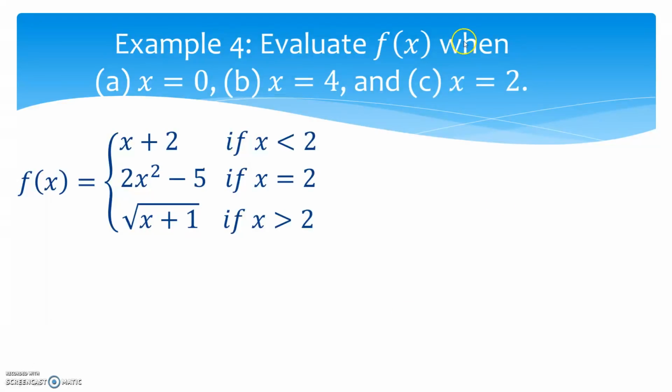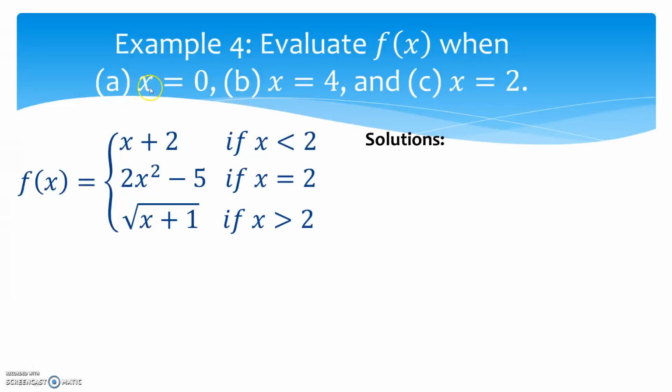Next. Evaluate f of x when x equals 0, b, x equals 4, and c, x equals 2. Given the piecewise function f of x equals x plus 2 if x is less than 2, 2x squared minus 5 if x is equal to 2, and the square root of x plus 1 if x is greater than 2. So we have the solutions here.